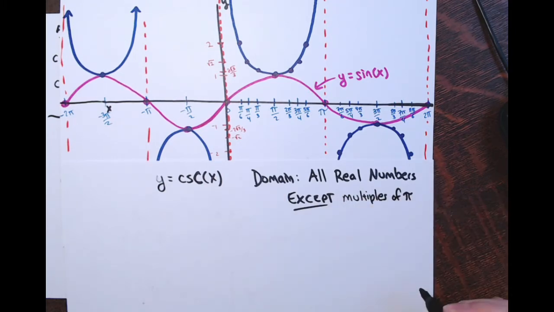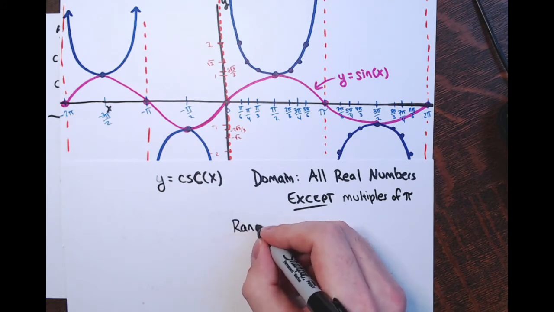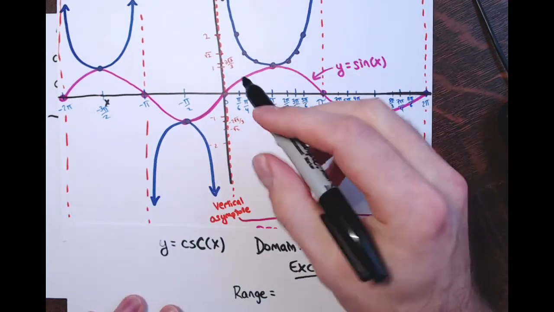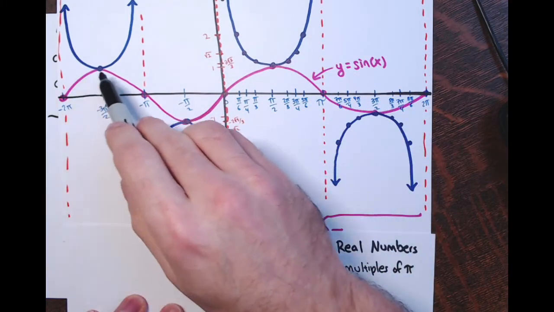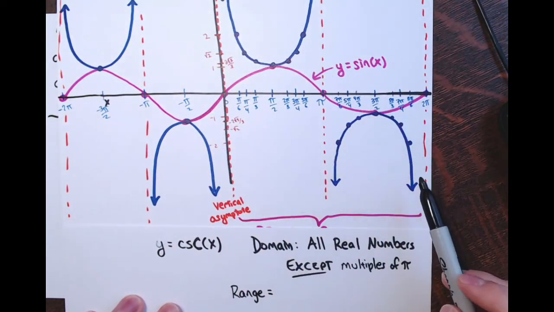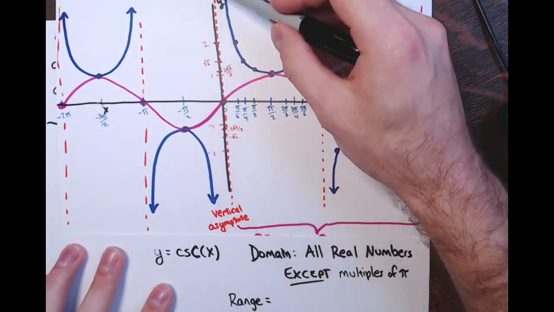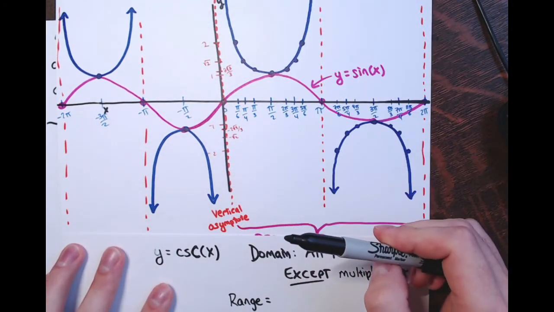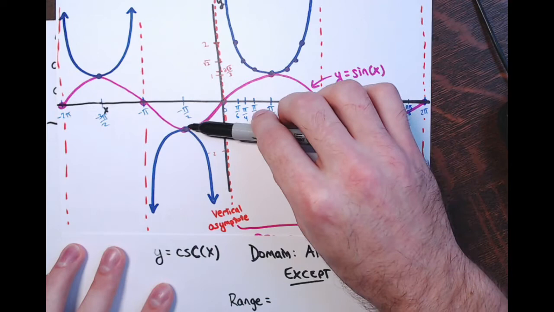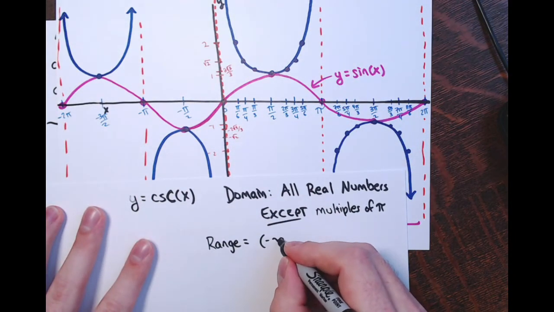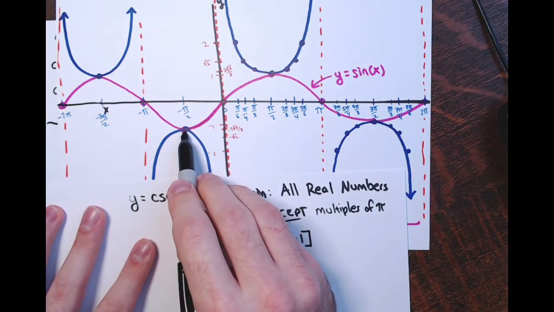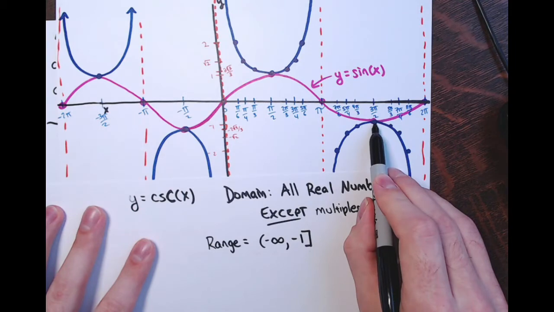All right. The range. Now the range I'm going to put in interval notation. Look at the purple graph, the cosecant, don't look at the sine wave. If I go from the bottom to the top here, look at the y-axis values that are being used. I have everything from negative infinity up to negative 1, including negative 1. This point has a y-coordinate of negative 1. This point has a y-coordinate of negative 1.